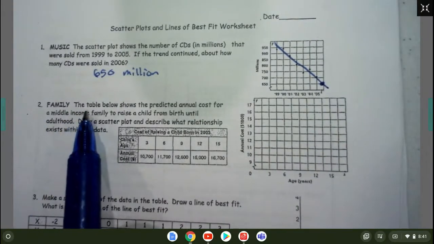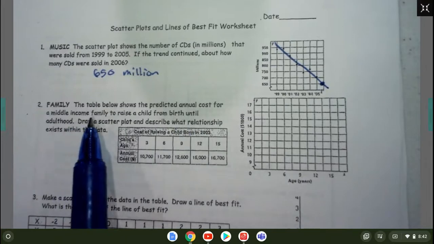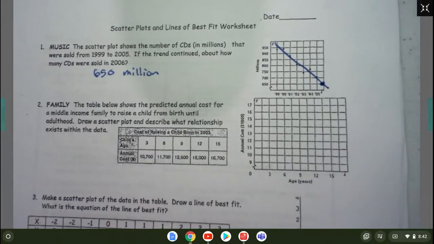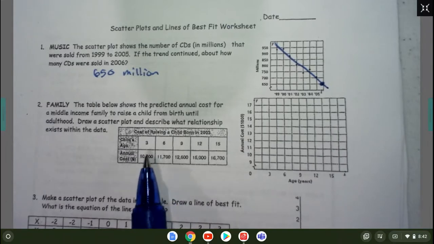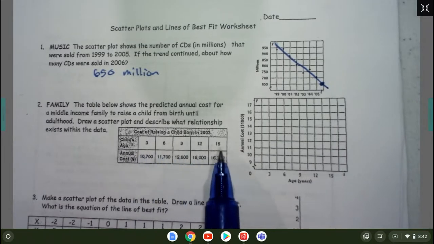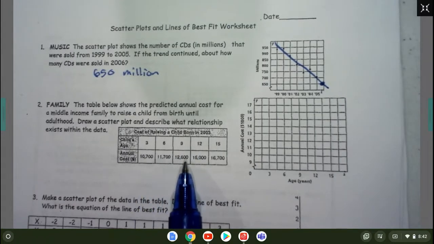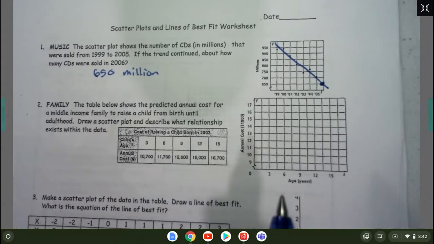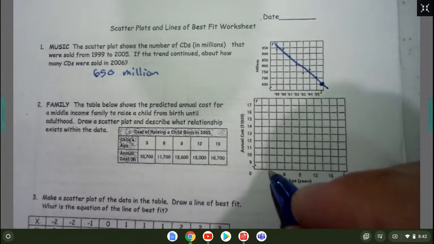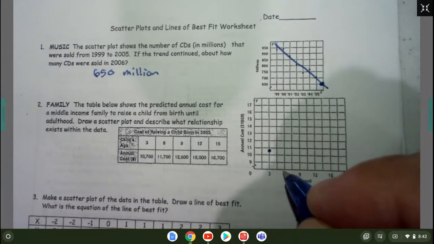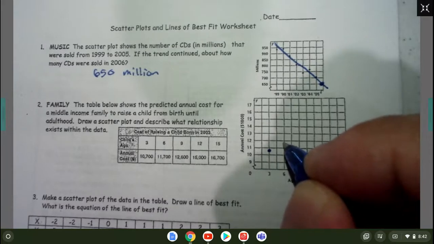The table below shows the predicted annual cost for a middle-income family to raise a child from birth until adulthood. Draw a scatter plot and describe what relationship exists within the data. So the cost of raising a child born in 2003: child's age 3, 6, 9, 12, 15, those are our x's. Annual cost 10,700, 11,700, 12,600, 15,000, 16,700. So let's plot our points here. 3 years, that's 10,700, so it's somewhere right around here. 6 years, 11,700, so we're right around here.